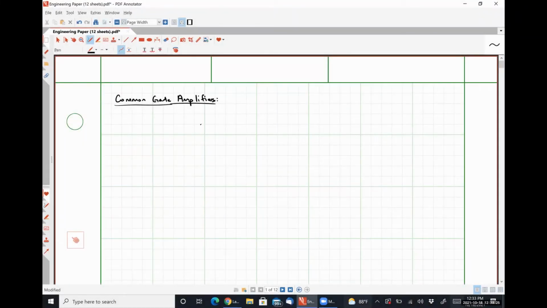So our common gate amplifier should look something like this. We have some drain resistance RD. We're going to take our output voltage there. We have some source resistance RS. And at the source is where we apply our input signal.